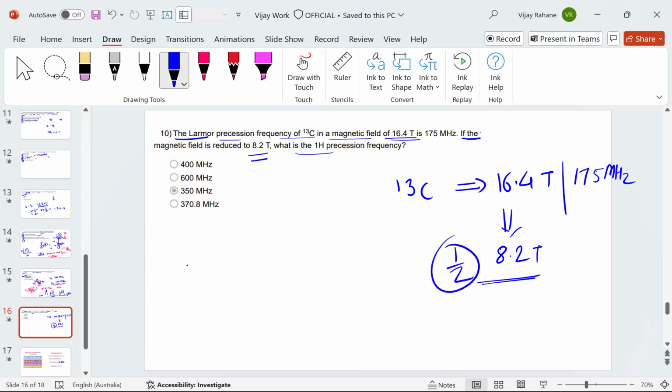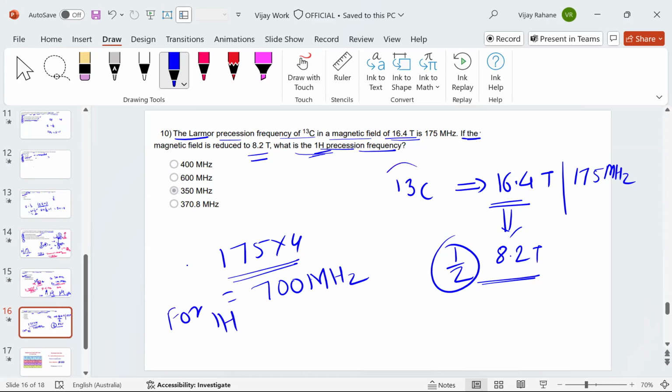What is the precession frequency for the 1H? They have given this one for 13C, so we just simply need to multiply these values by 4, then we'll get it for the proton. So how much will it be? 175 times 4, it will be 700, right? This is for 1H.